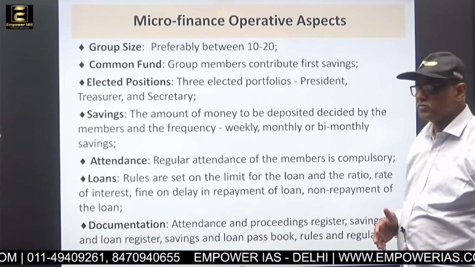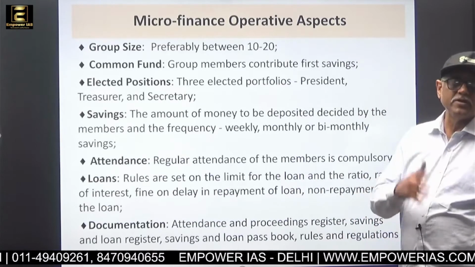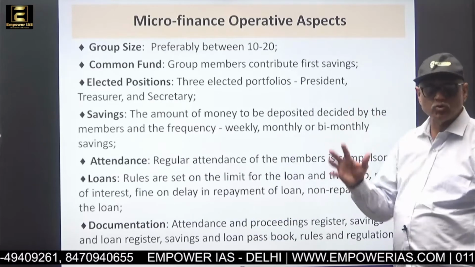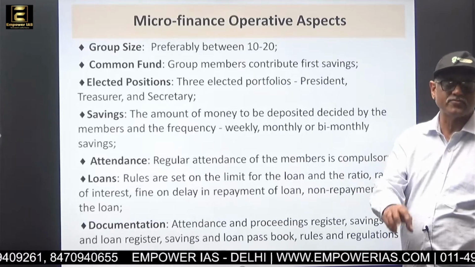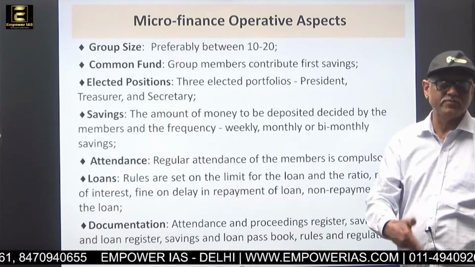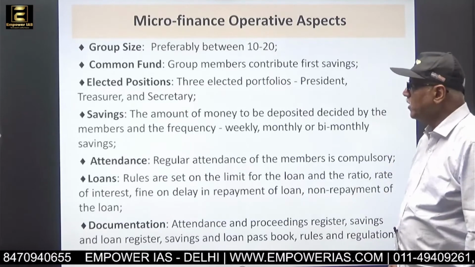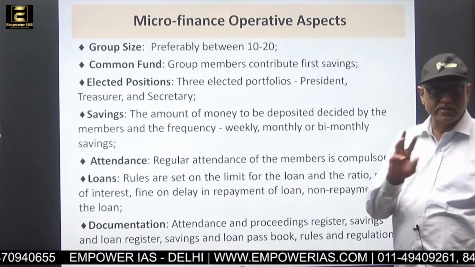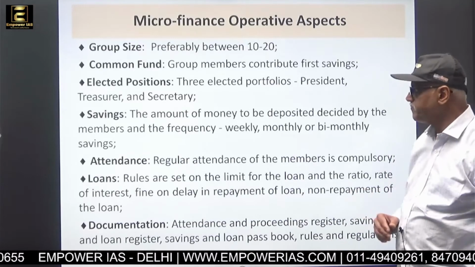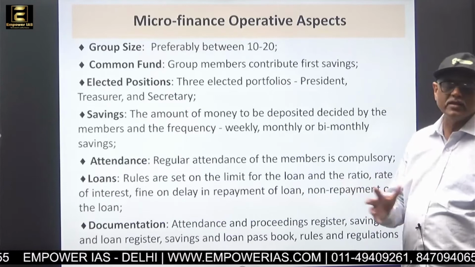Then it becomes a crowd. If there is more, then there will be a second group. So there will be a common fund. The group members will first mobilize some fund. It can be even minimum 100 rupees, 50 rupees. So that will be the seed money. From there it will further grow. And then elected positions. There are 3 elected positions. One is president, one is treasurer, and a secretary. Okay. So these are the elected members.